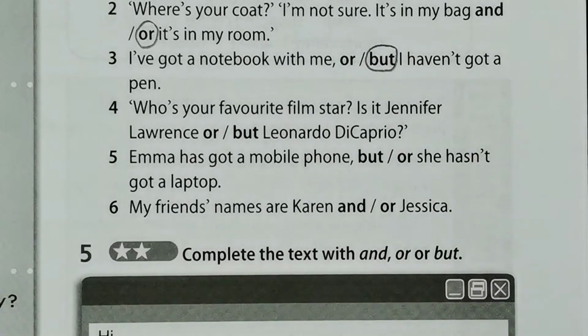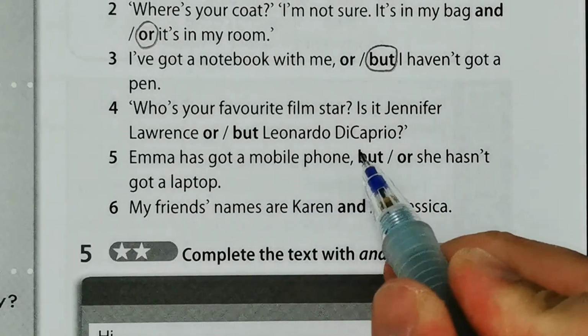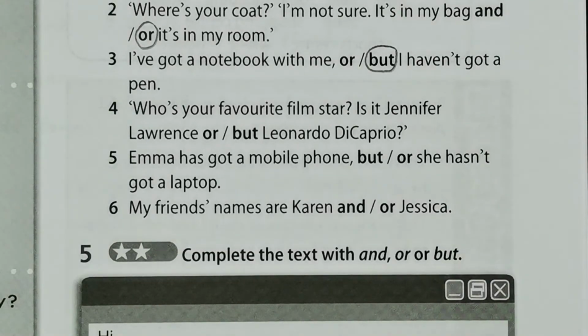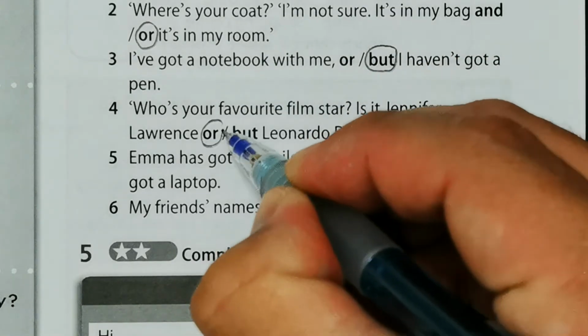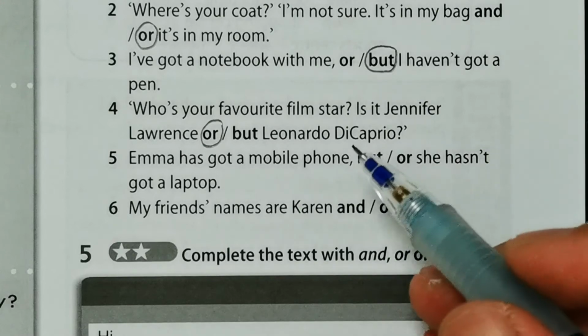And then number 4, who's your favorite film star? Is it Jennifer Lawrence, Leonardo DiCaprio? So it's either one, so you choose or. Who's your favorite film star? Is it Jennifer Lawrence or Leonardo DiCaprio? So you choose. This is just a question and answer, so maybe yours is different.